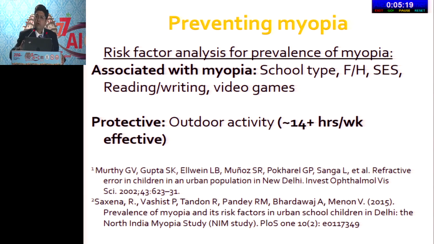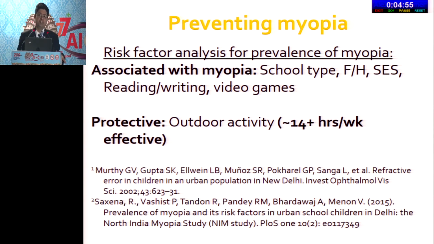It was about 4 to 5% in the government schools, and it was more than 20% in the private schools. So school type essentially was important. Family history, of course, was important. Socioeconomic status kind of gelled with the school type actually, because they were seen far more in the affluent group of children, those who did a lot of reading, writing, and video games. And outdoor activity, which has been consistently seen now, was protective.